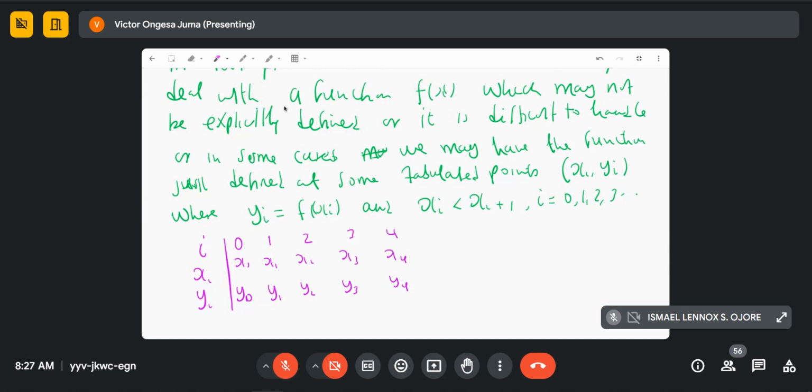So interpolation is just trying to find the values inside. We can approximate the values at these missing holes. So that's why we try to approximate the values.